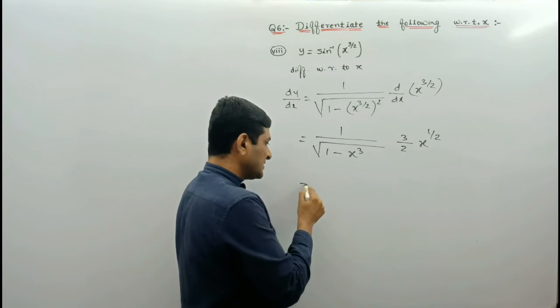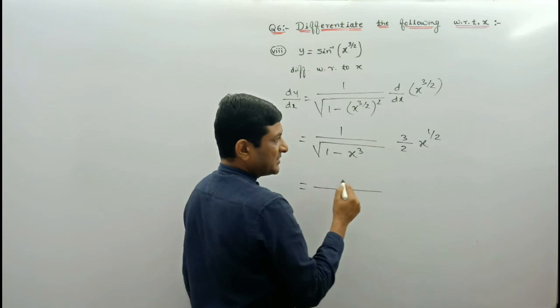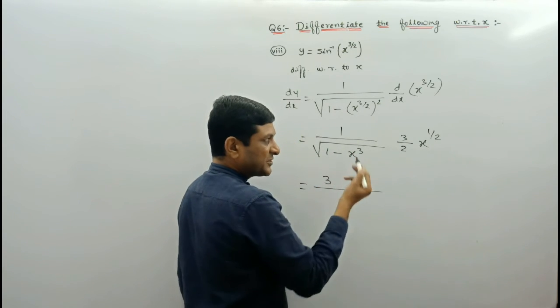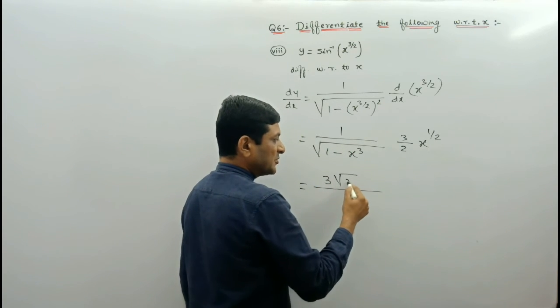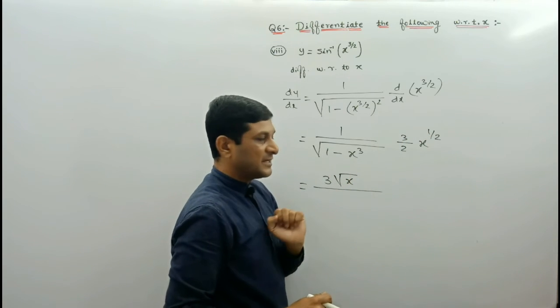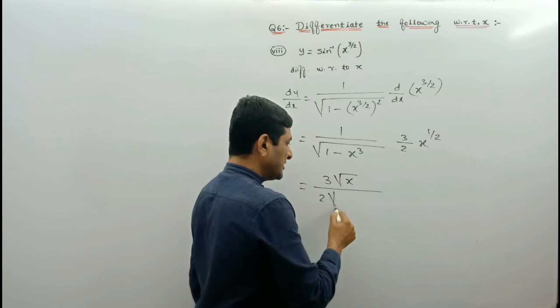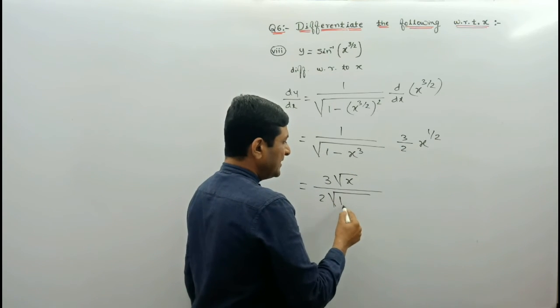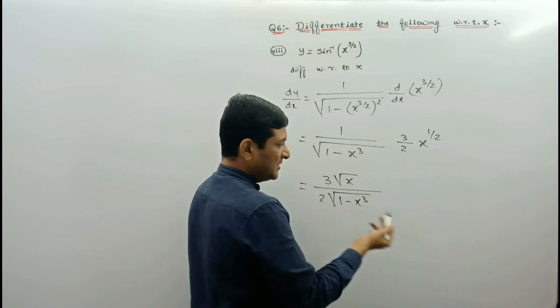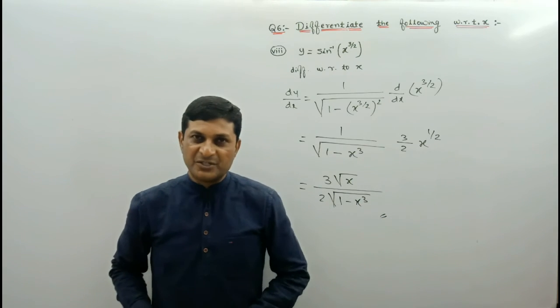Now write down this in the simplest form. So in the numerator 3 into x raised to power 1 by 2. Keep 3 as it is. X raised to power 1 by 2 can be written as root x. And in the denominator, first write down numerical value, that is 2 into under root 1 minus x cube. Nothing is there to simplify. So we can say that this will be the required differentiation.